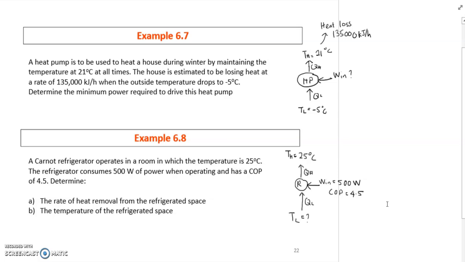Okay, now let's look at example 6.7. A heat pump is used to heat a house during winter by maintaining the temperature at 21 degrees Celsius all the time. The house is estimated to be losing heat at the rate of 135,000 kilojoule per hour when the outside temperature, your TL, drops to -5 degrees Celsius. Determine the minimum power required to drive this heat pump.